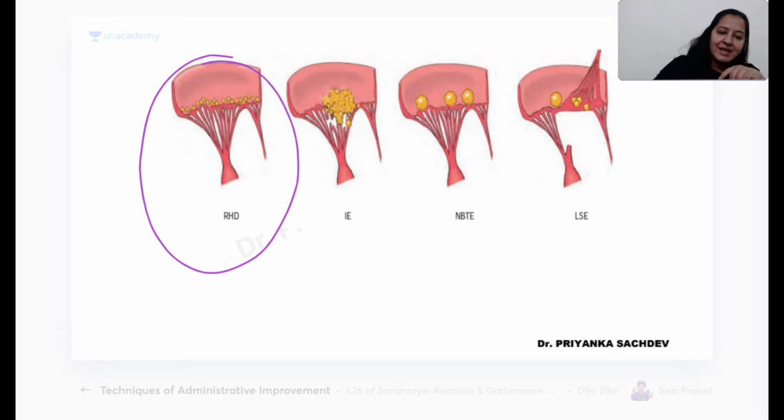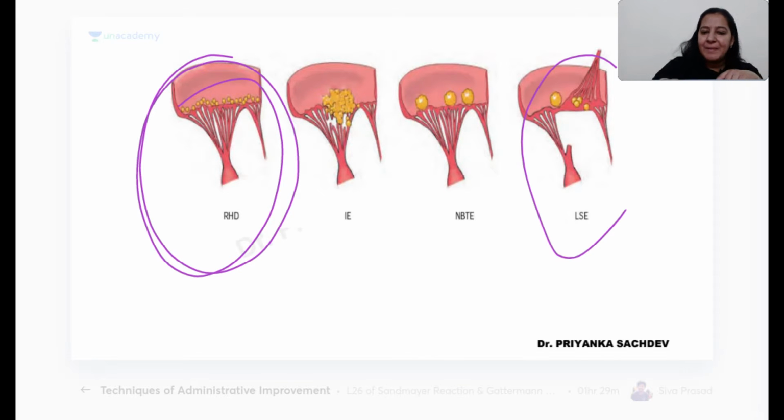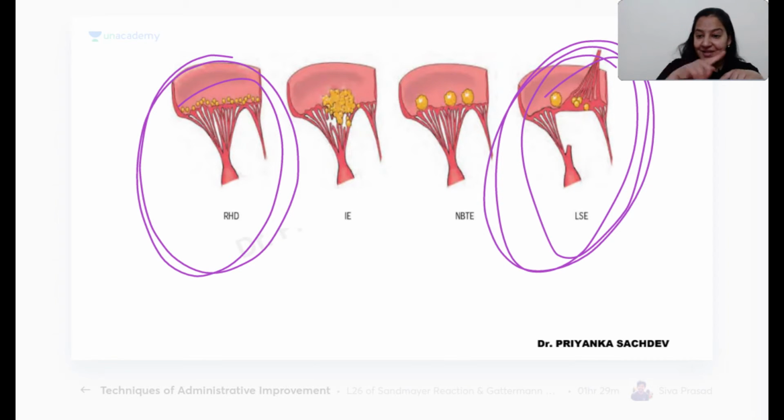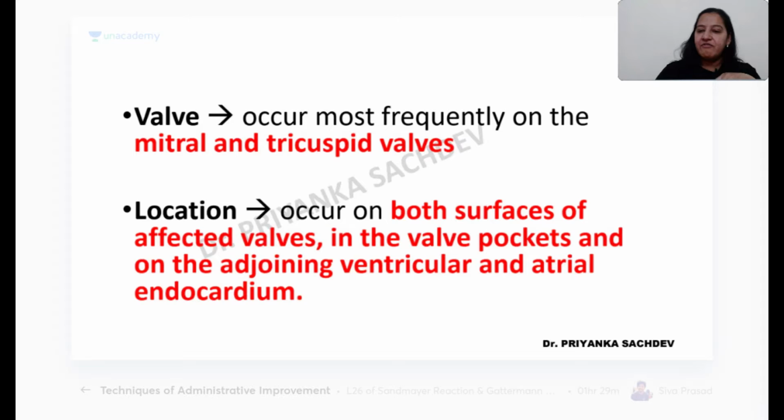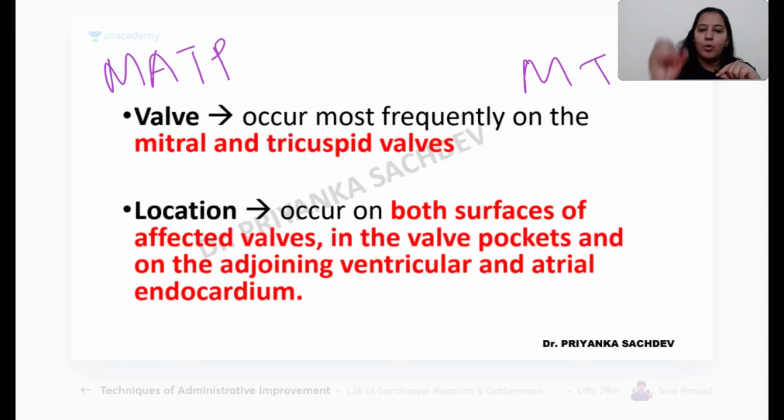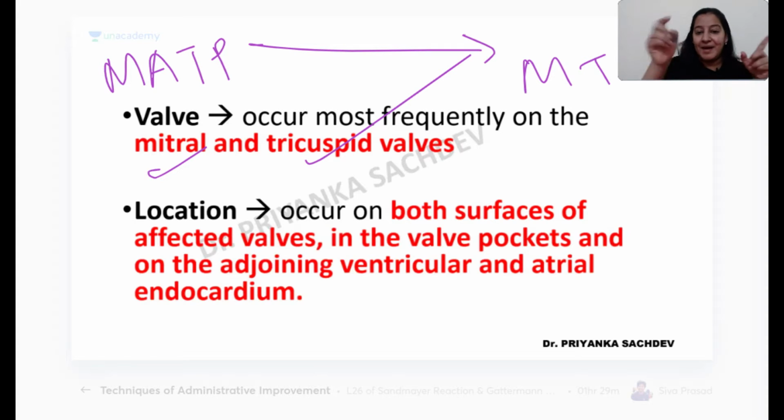So compare the rheumatic vegetations with Libman-Sacks vegetations. Compare the size. In rheumatic it is small; in Libman-Sacks it is medium size. Now compare the valve. What was the sequence in rheumatic? Mitral followed by aortic followed by tricuspid followed by pulmonary. Yes or no? Here, what is the sequence? Mitral and tricuspid. Only 2 valves are involved; aortic and pulmonary are not involved. So compare and contrast. Make a table of it.